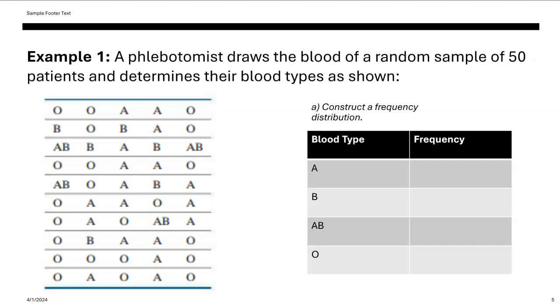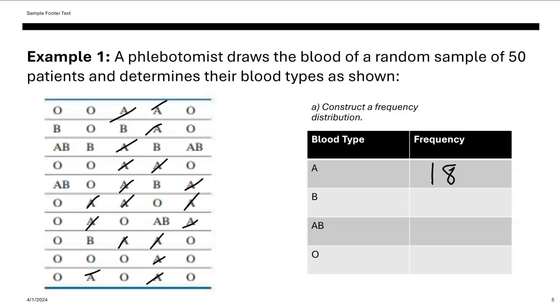So I'm going to start with blood type A, and I see one there, that's 2, 3, 4, 5, 6, 7, 8, 9, 10, 11, 12, 13, 14, 15, 16, 17, 18. So I see 18 of blood type A. So I'm going to write 18 here under the frequency.